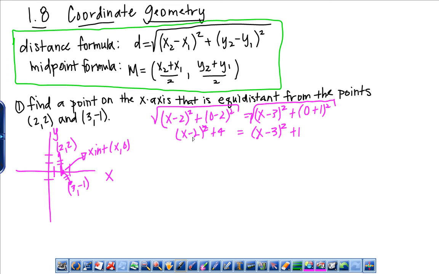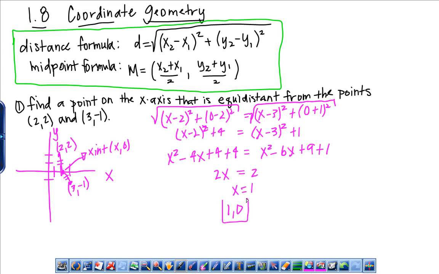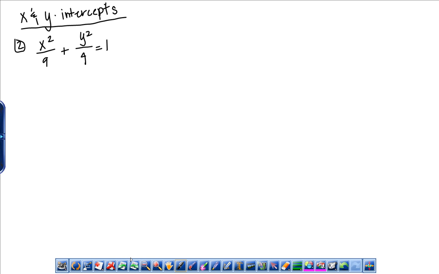Okay, you're going to have to double distribute these two things, and then I'm going to just start simplifying. So x is equal to 1. I didn't draw this very well at all. So really it should be going up here at (1, 0) is where it would enter. They would be equidistant.